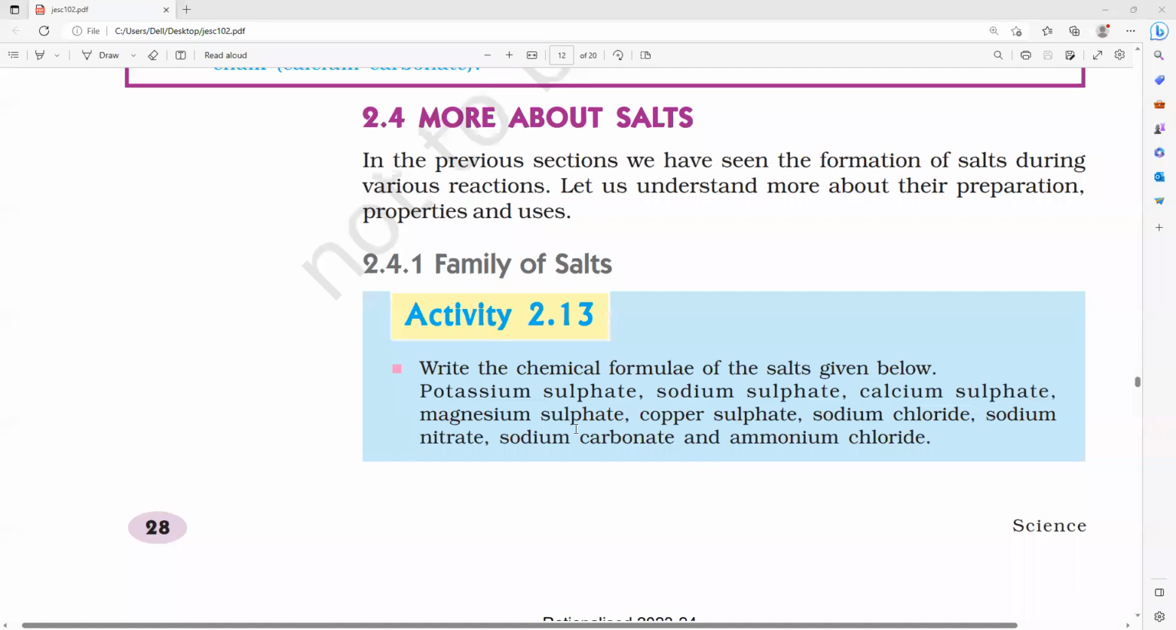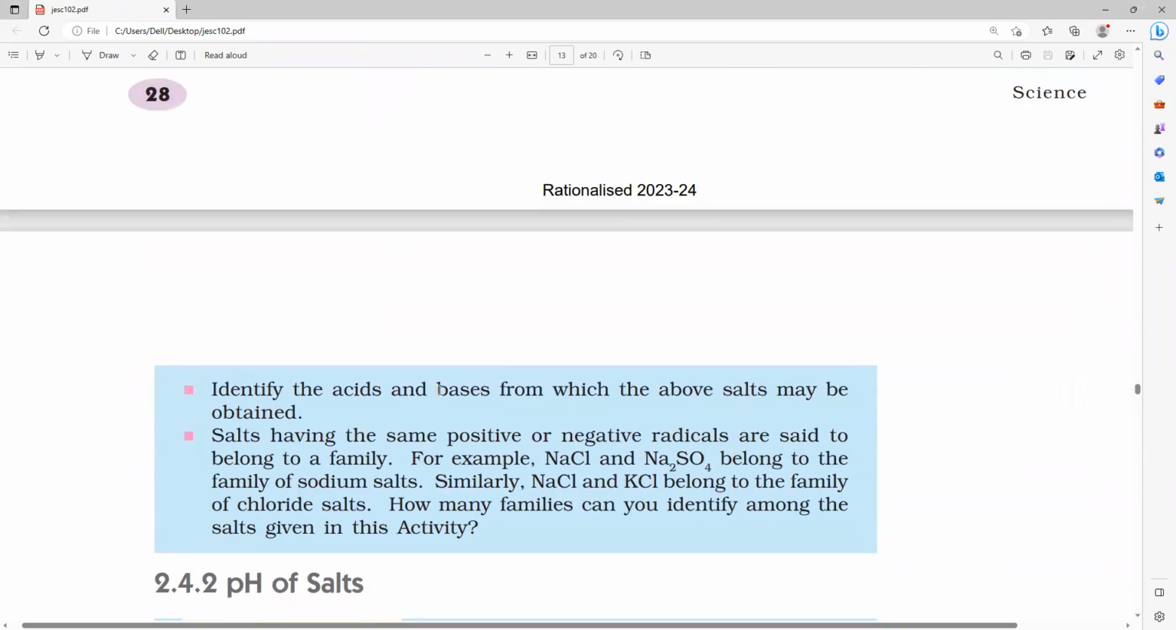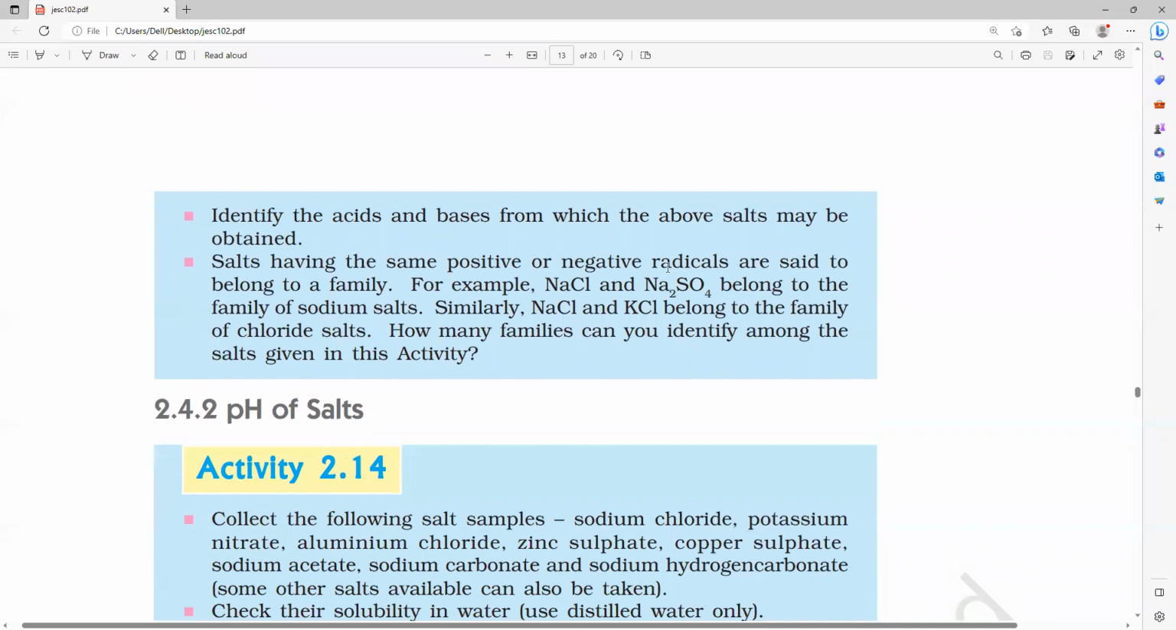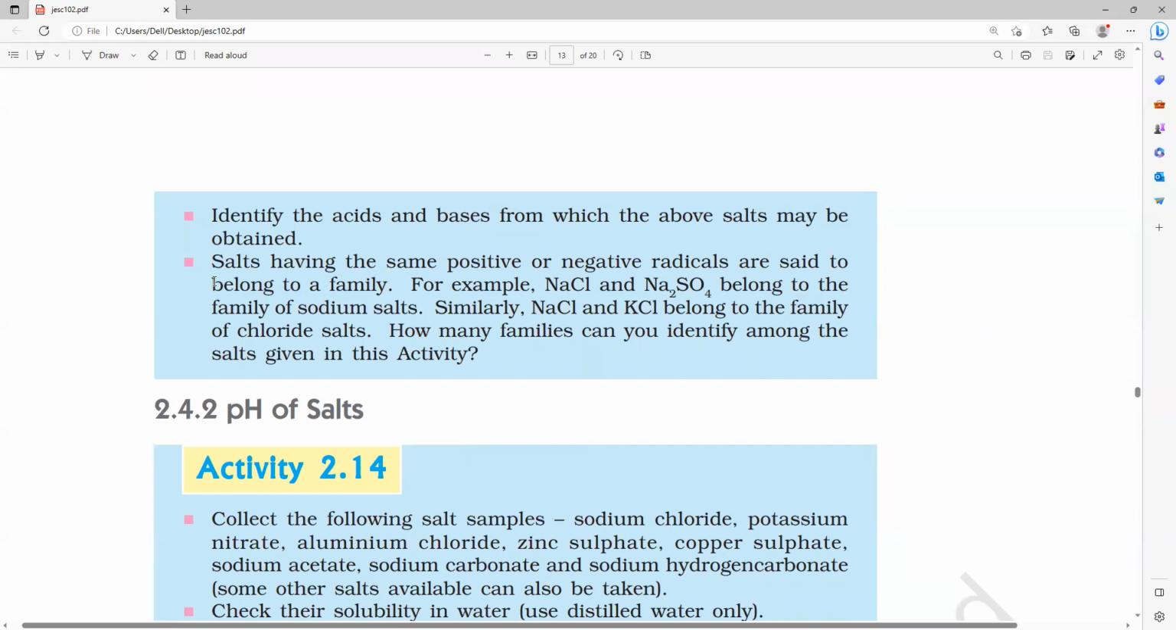Now we are going to see that. All of you open Activity 2.14. I'll say it to you, Rohit, you just wait. Of course, so many examples we can write. Don't worry about that. So family of salts, you can see there. They're asking: write the chemical formula of the salts given below, and identify the acids and bases from which the above salts may be obtained. That is okay, we'll find it. Next, salts having the same positive ion, this we have already done. That's fine. This point alone, you remember that.